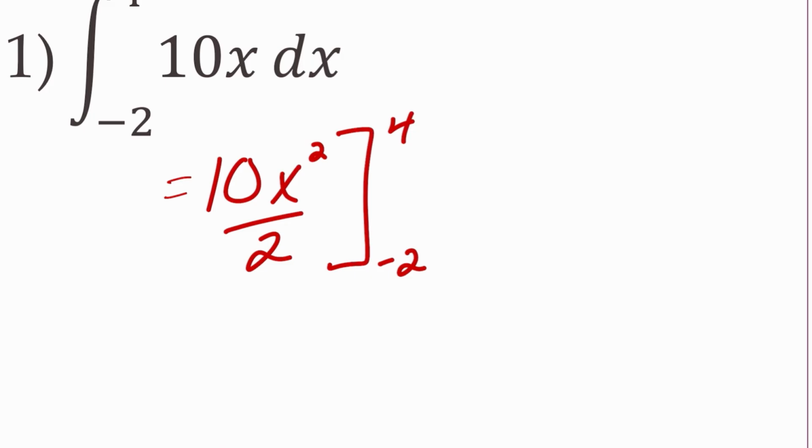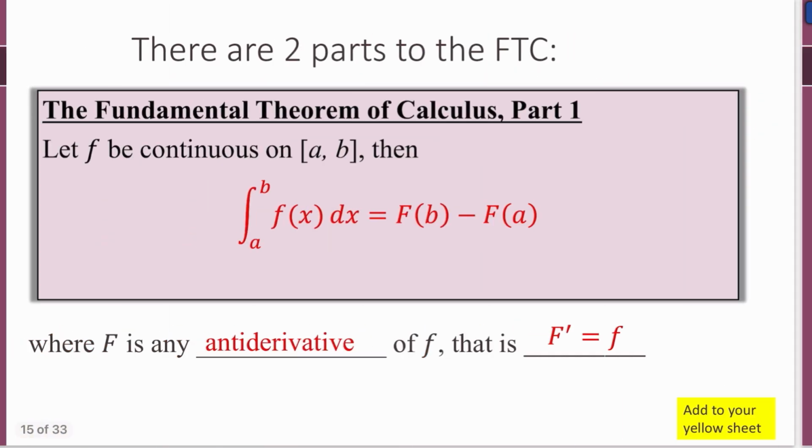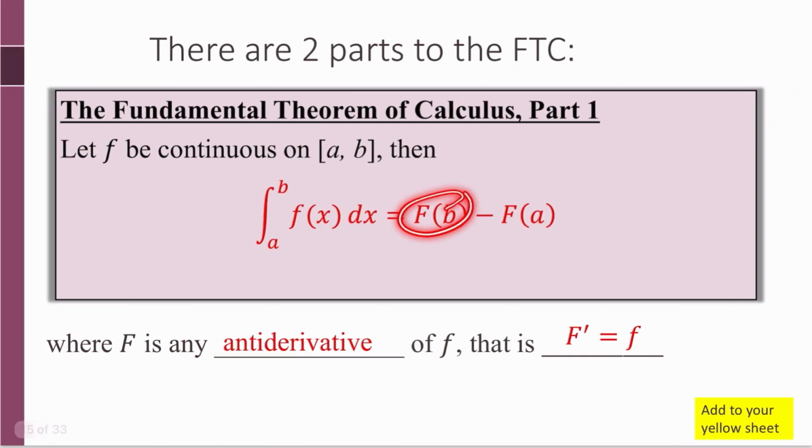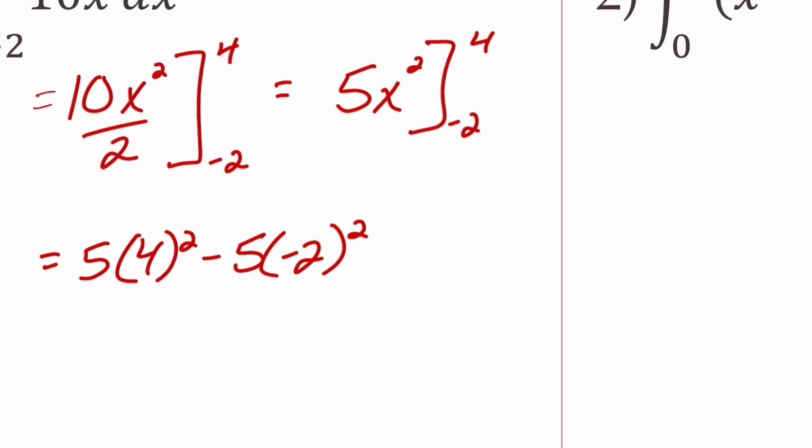Let's simplify that 10x squared. That's really 5x squared that we're going to evaluate from -2 to 4. Because the fundamental theorem of calculus, again, says you're going to evaluate the upper bound, evaluate the lower bound, and subtract. So I'm going to come back here. I'm going to evaluate the upper bound. That's going to be 5 times 4 squared minus 5 times -2 squared. And when you work that out, you're going to end up getting 60.